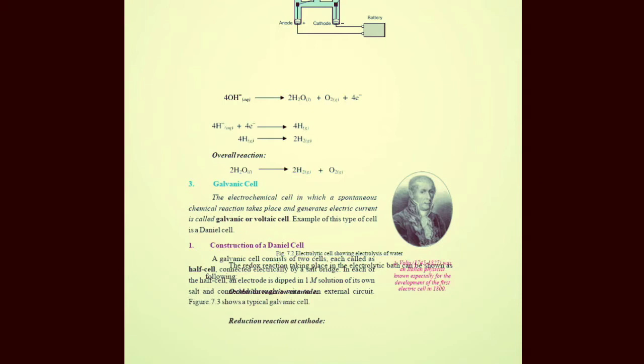electrodes are dipped in the same electrolyte and in the same solution, but in a Daniell cell they are dipped in different solutions. For example, one electrode is dipped in 1 molar solution of its own salt. That means if we use the copper electrode, then we will dip copper into the salt of copper, for example copper nitrate solution.